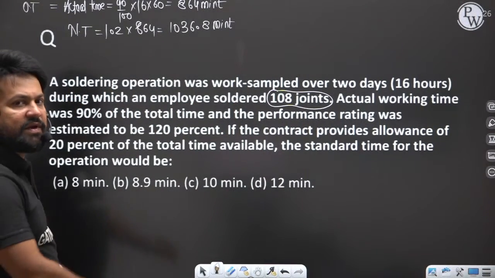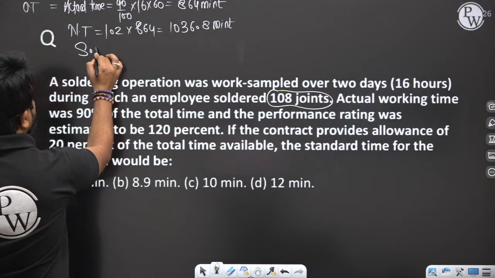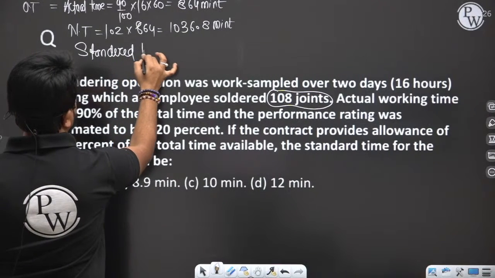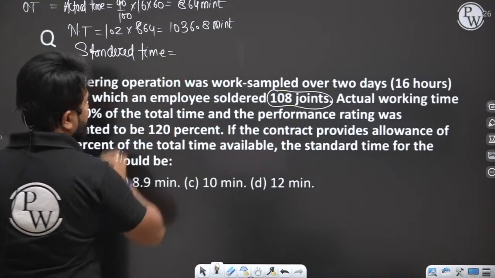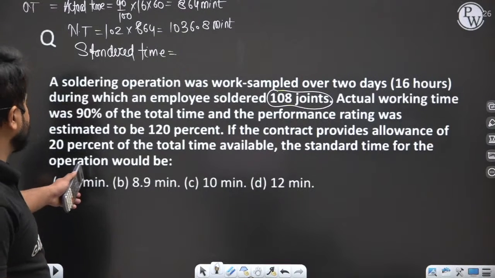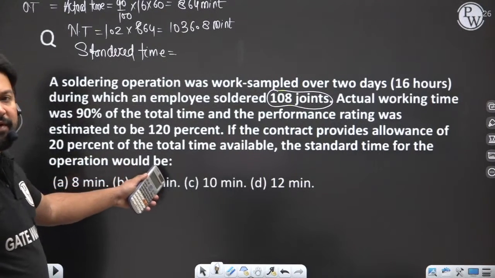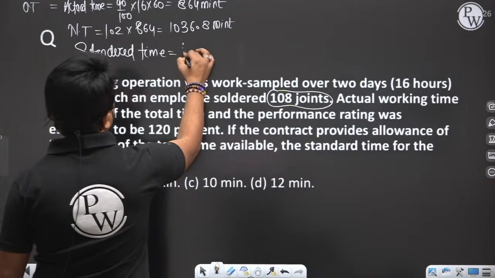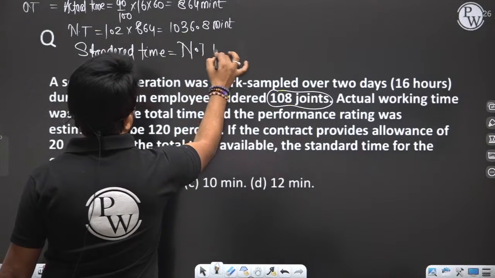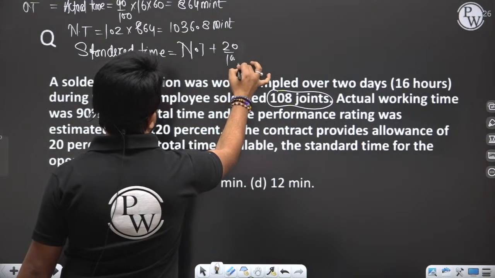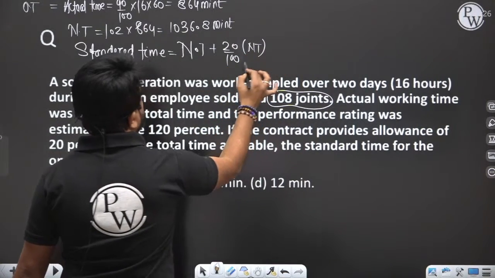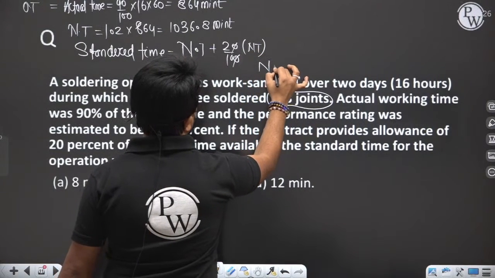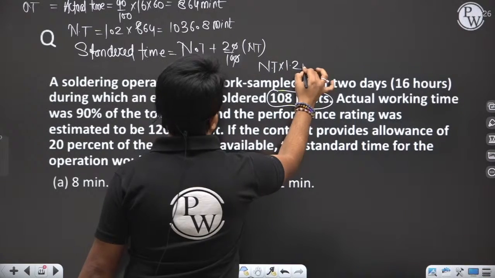Now the standard time will be what? The standard time is 20% of the total one. So it is NT, normal time, plus 20% of NT. So it comes to NT into 1.2. What is NT?